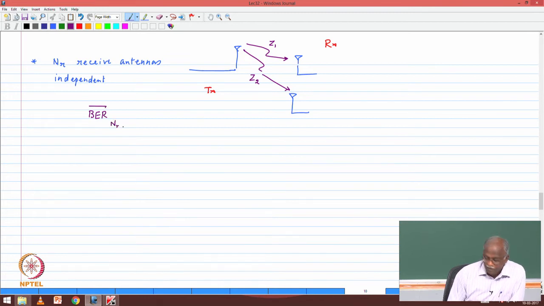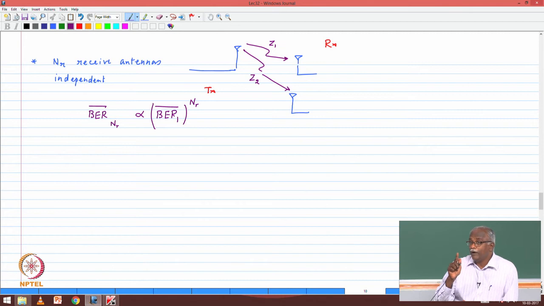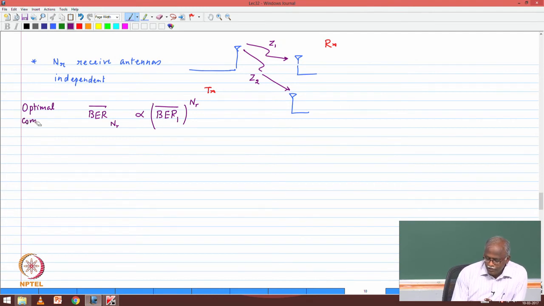Under this condition, what we will show is that in the best of scenarios, the average BER, with a subscript NR, should be of the order of BER1 raised to the power of NR. It is an exponential benefit that you will get under optimal combining. That is why we are so interested, this is such an important concept for us in terms of the antenna and the whole concept of diversity.